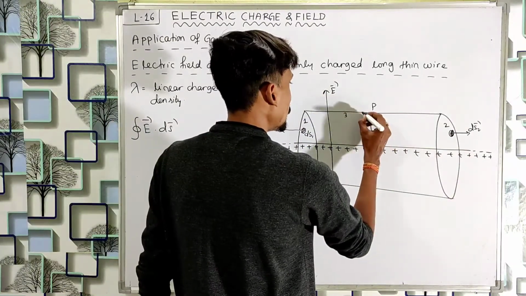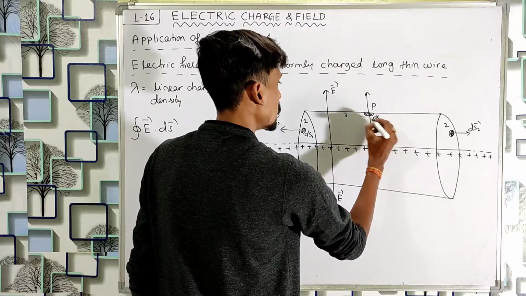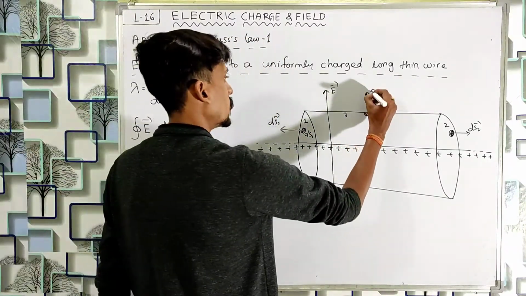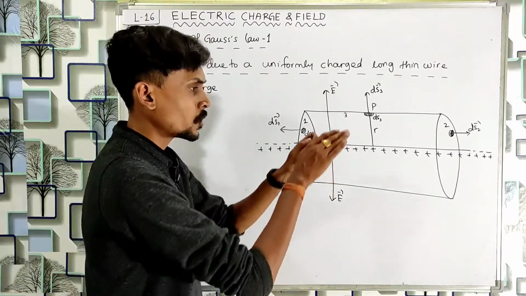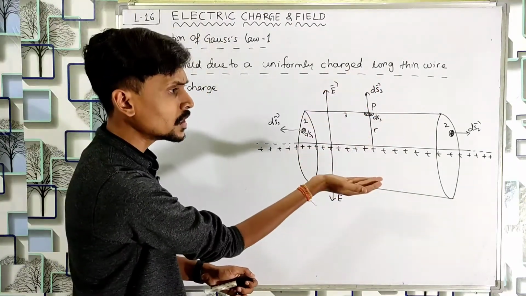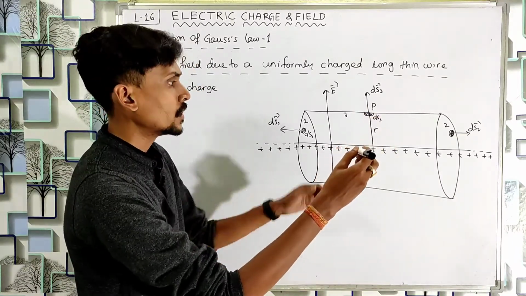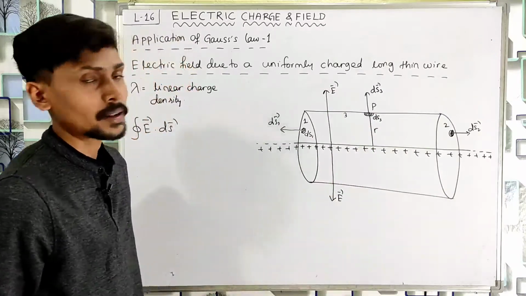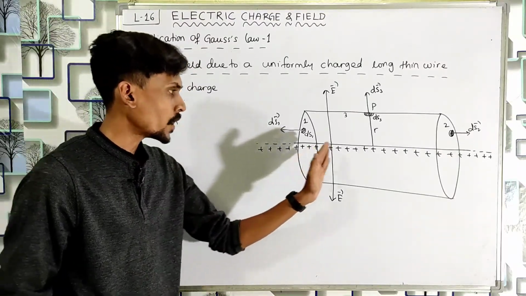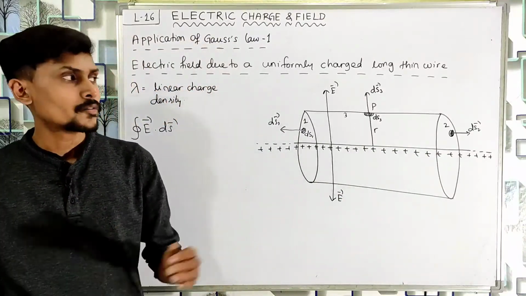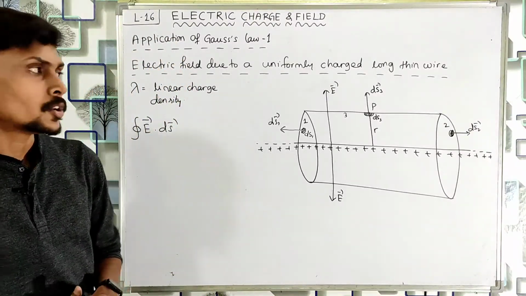But if you choose an element on the curved surface, suppose ds3 is the area of that element, then the ds3 vector will be along the electric field. Is that clear? Similarly, imagine that this is the curved surface of the cylinder. If you take a small element here on the curved surface, then the area vector will be towards you, and again the electric field is also towards you. So E and ds are parallel. So we conclude that E and ds are perpendicular for the two plane surfaces, but E and ds are parallel for the curved surface. So we can very easily calculate the closed surface integration of E dot ds.